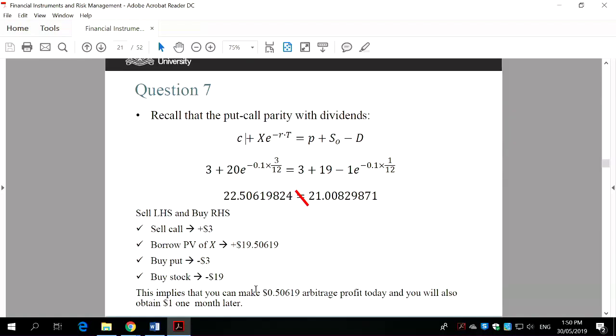So if you do this correctly, you're going to get 50 cents arbitrage profit today, and then you're also going to get $1 dividends. Okay? So buy low, sell high. That's the key essence behind arbitrage strategy.